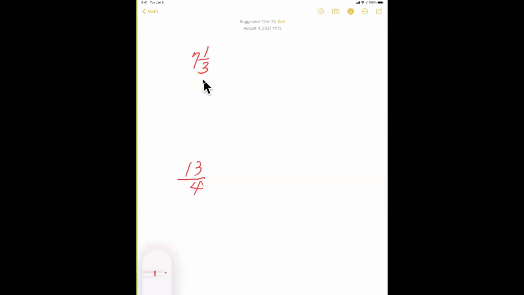We're going to multiply the number of whole pieces by the unit size. So we have 3 times 7. And then we're going to add the remainder, which is this 1. And so we're going to get 3 times 7, which is 21, plus 1 more is 22 over 3.